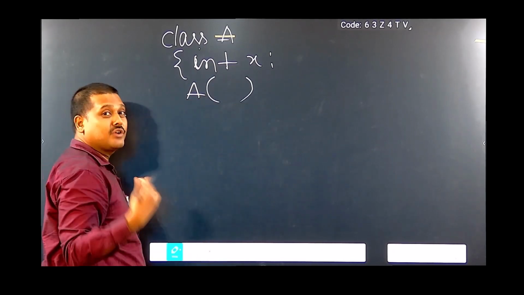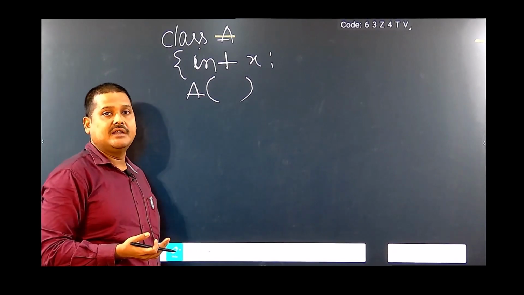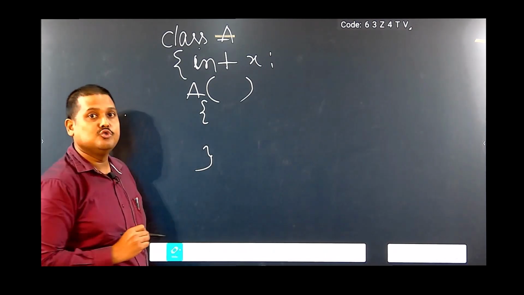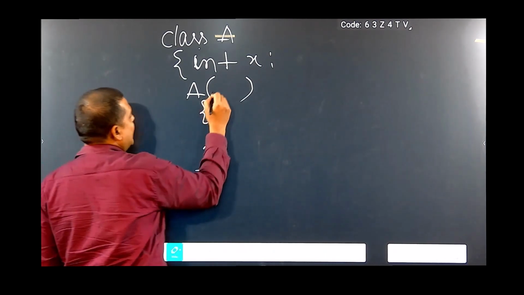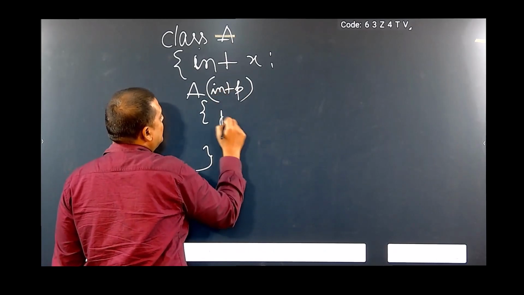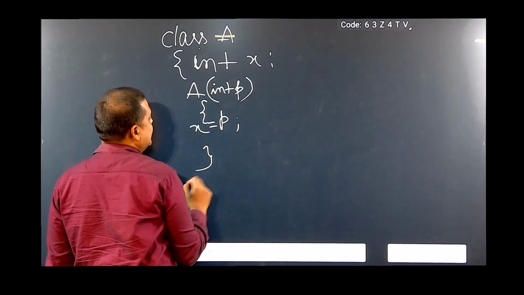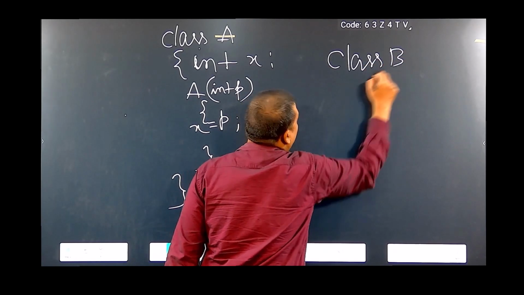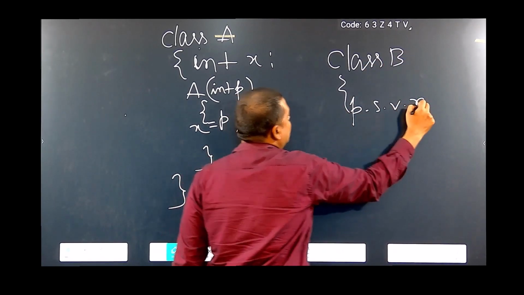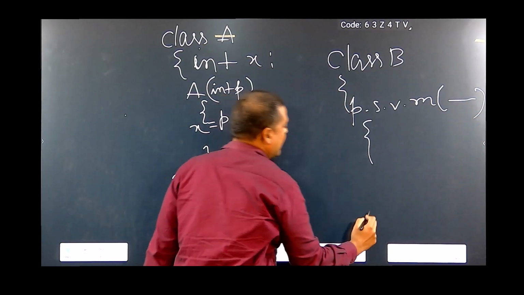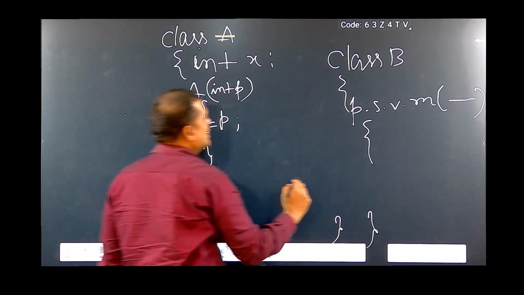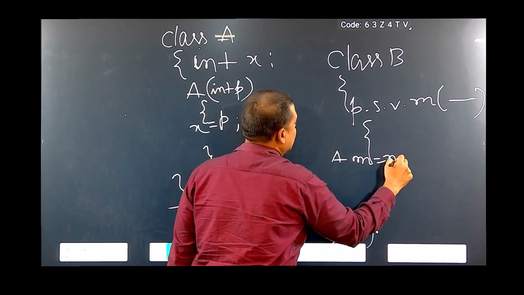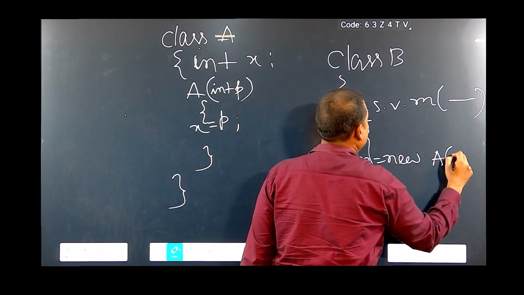If we do not write it, then the system will create one automatically, and that is called the default constructor, and the default constructor is always no-argument. So, here I am writing a variable int p, and I am assigning this p value inside x. And from another module, class B, with public static void main, I am trying to send some value through this constructor. This can be written as A m = new A(3).